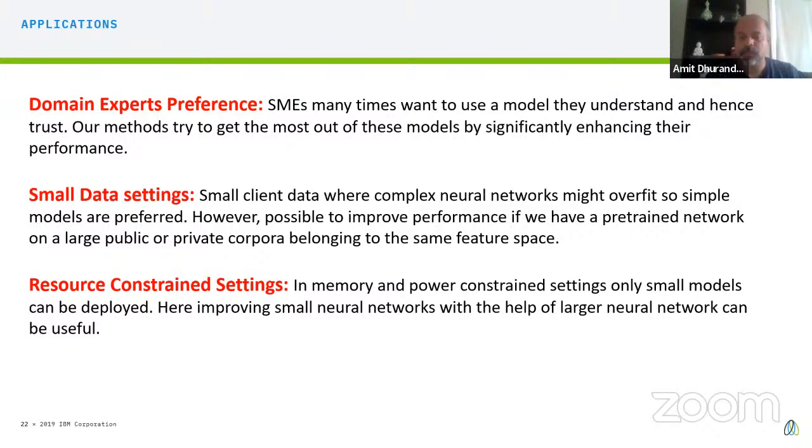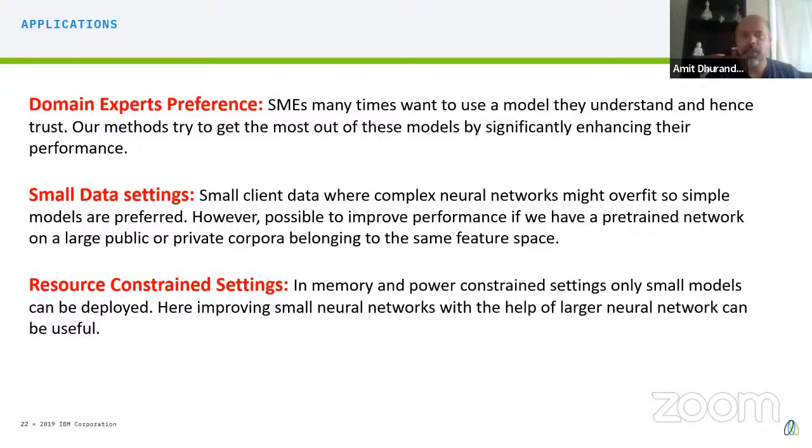And so this is where all these knowledge transfer things come in, or even small data settings. You might have huge public corpora where you have trained something, but when you go to a specific client's data, they might have very small data sets. So how do you use something? You cannot train a huge network there because it just overfits. Or even in resource-constrained settings like your cell phones, you can't deploy very huge models because of memory limits and power limits and so on. So then all these knowledge transfer things come into being.